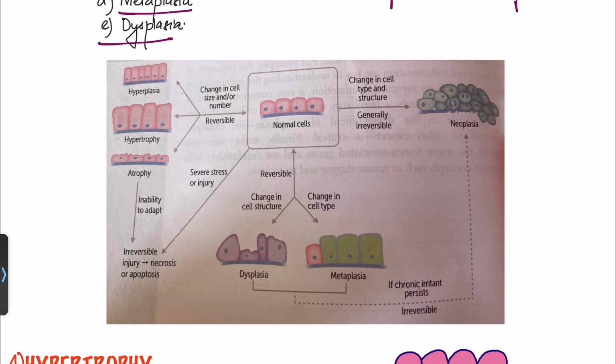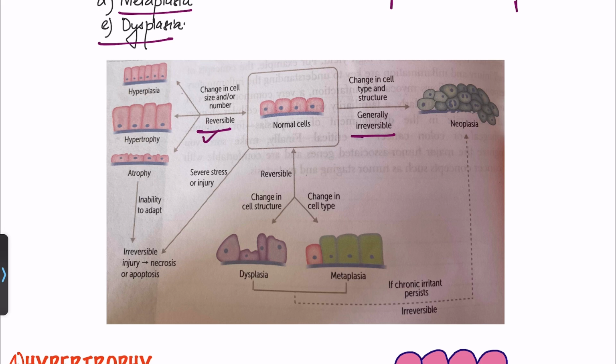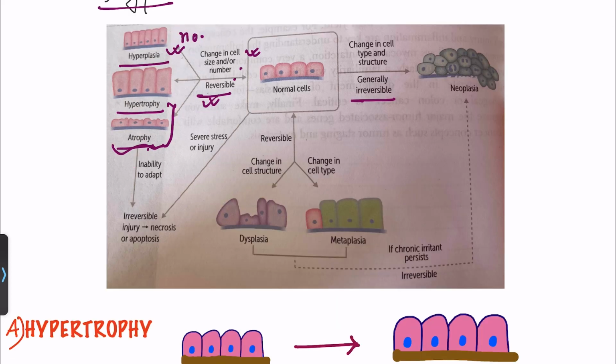In this diagram, it is shown that whenever a normal cell is subjected to a force, external or internal, it may undergo a reversible change or irreversible change. The reversible change can occur in the form of change in cell size or number, that is hyperplasia, hypertrophy, and atrophy. Hyperplasia refers to change in cell number, and hypertrophy and atrophy refer to change in cell size. Whenever the external forces are very severe, resulting in inability to adapt, or whenever the normal cells are subjected to severe stress or injury, it results in irreversible injury known as necrosis or apoptosis.